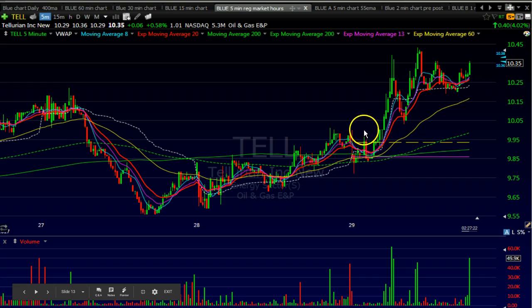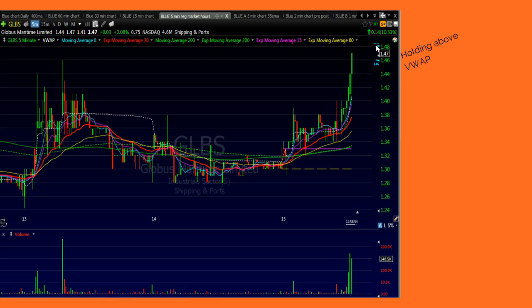So we got the break above on TEL and then the big push up, and then you can use VWAP as your stop out. All right, and then you say, well, if it breaks below VWAP, then I'm stopped out. But here was the break of consolidation, the push up, and then the continuation move.